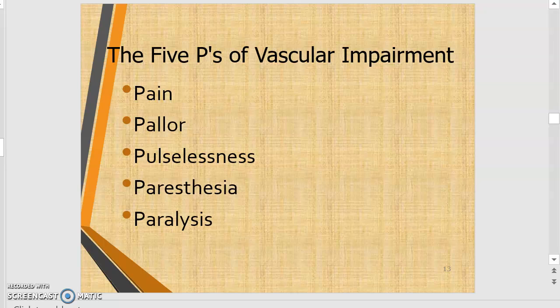The 5 Ps we've talked about before, because in the vascular unit, we talked about it, but of course this does relate because we don't want them to have vascular impairment. So we're going to be looking for all the 5 Ps whenever we have someone with a bone fracture.